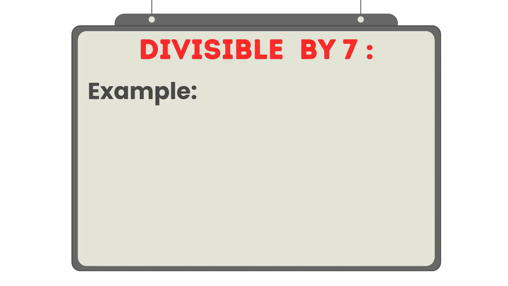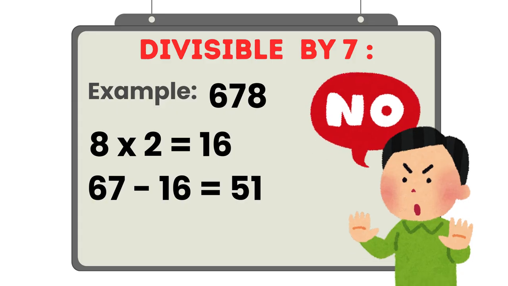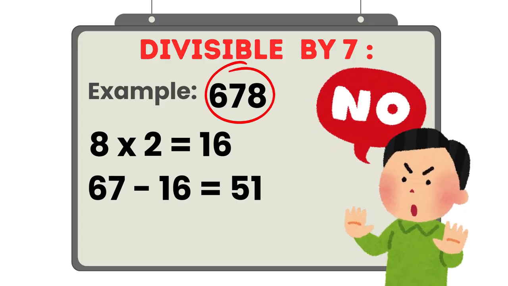Super duper easy. Let's try one more with 678. The last digit is 8. 8 times 2 is 16. Now 67 minus 16 is 51, which is not divisible by 7. So 678 is also not divisible by 7. Wow, we are on fire!